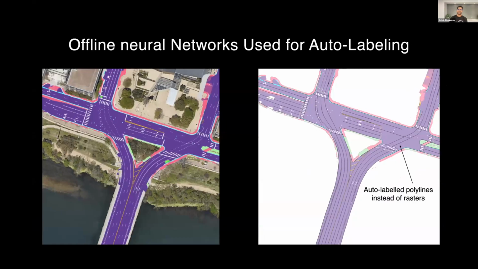Once we have these reconstructions, we then run even more neural networks, just offline, to produce the labels that we want. Like I had mentioned earlier, for lanes we need some kind of vector representation to make it very easy to use. So instead of just using rasters directly, we have offline neural networks that run on top of them and produce the vector representation that can then be used as labels for the online stack.